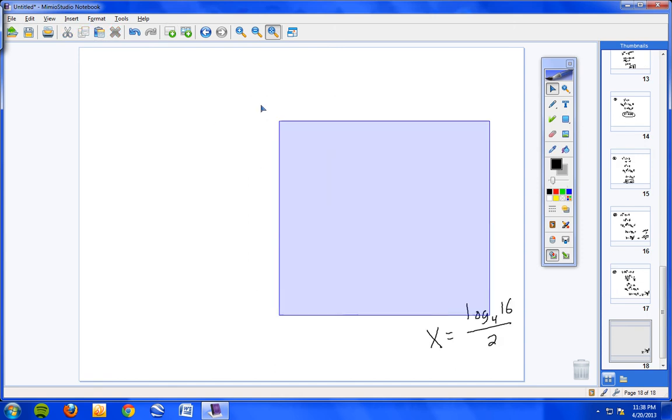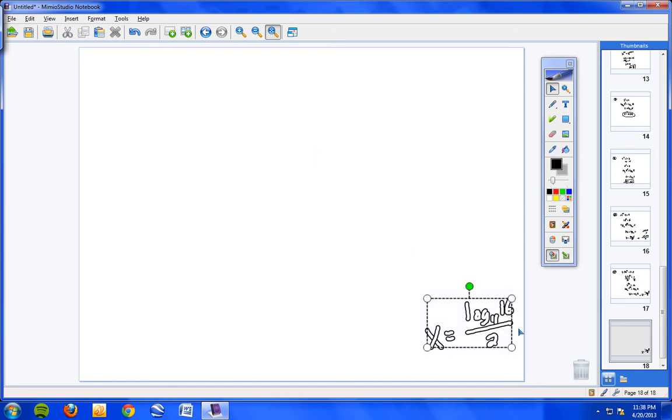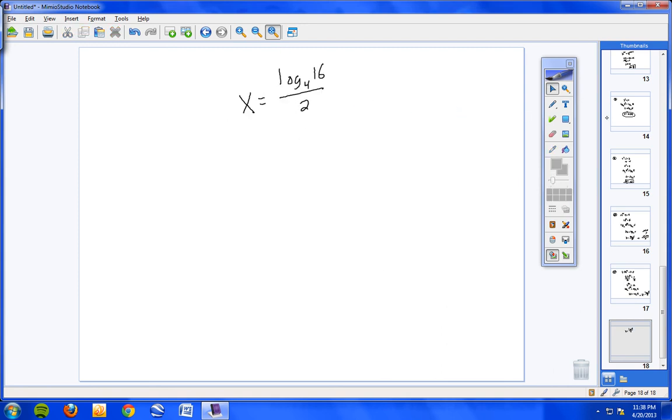Okay, now we need to type this into our calculator, the top part. So now you should have log of 16, don't forget to close your parentheses, divided by log of 4 would give you a 2. So we have 2 over 2. So the answer to 37 is 1.